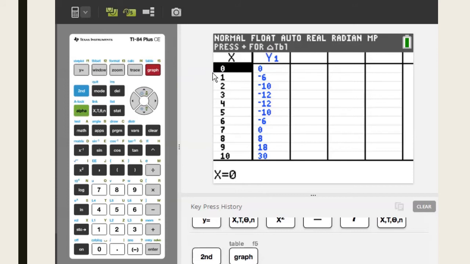intercepts are. So in this case, you'll see that when x is equal to 0, the y is 0. So that's one of the solutions, 0. And when x equals 7, the y is 0, which means that's our second x-intercept. So the solutions are 0 and 7, which is exactly what we got when we solved the equation by factoring.